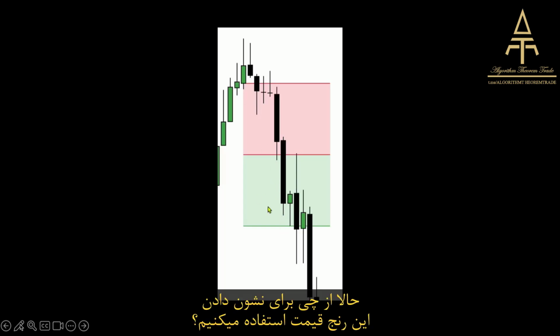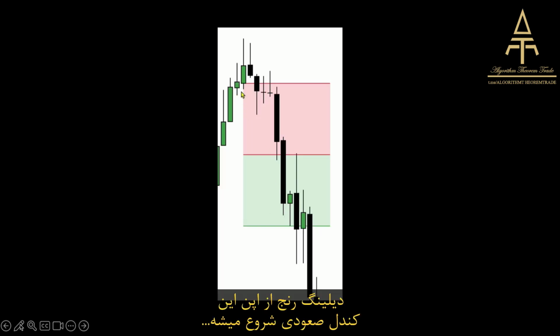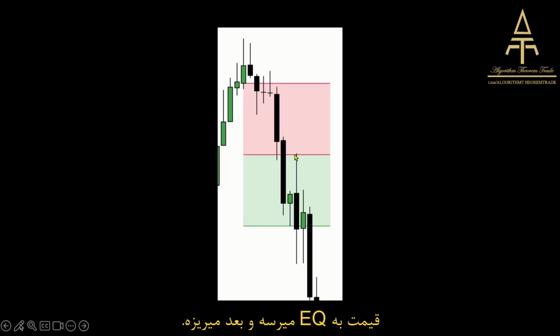So what can we now utilize to define this price range? We can define this price range, this DN range, by taking the open of this upclose candle to the low of this candle, measure premium to discount. We see price retrace into equilibrium of that range, and there it goes.